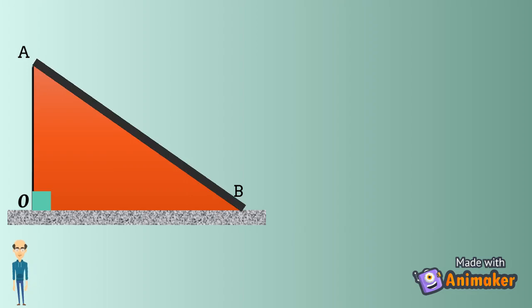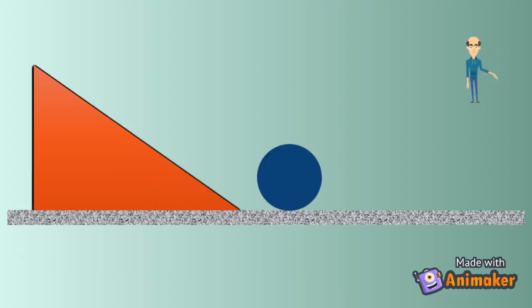The face AB, which is the surface inclined with respect to the ground, thus provides an inclined surface on which objects can slide or roll. Let's say the angle of inclination of AB with respect to the horizontal is theta. If we place an object, say a rectangular block, on the inclined surface AB, we expect this block to slide down along the surface AB.